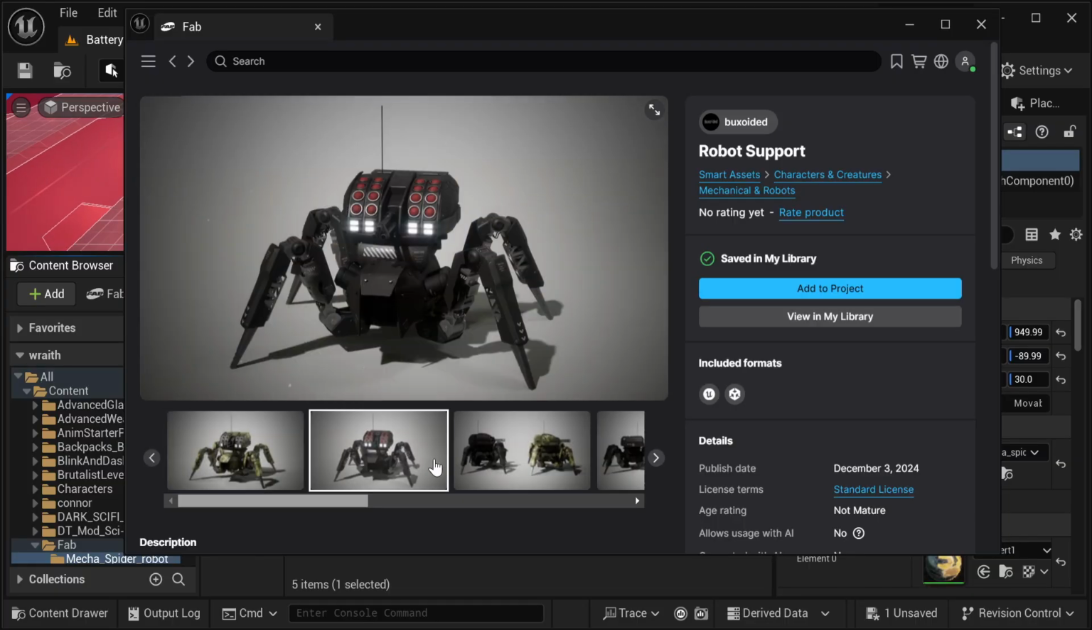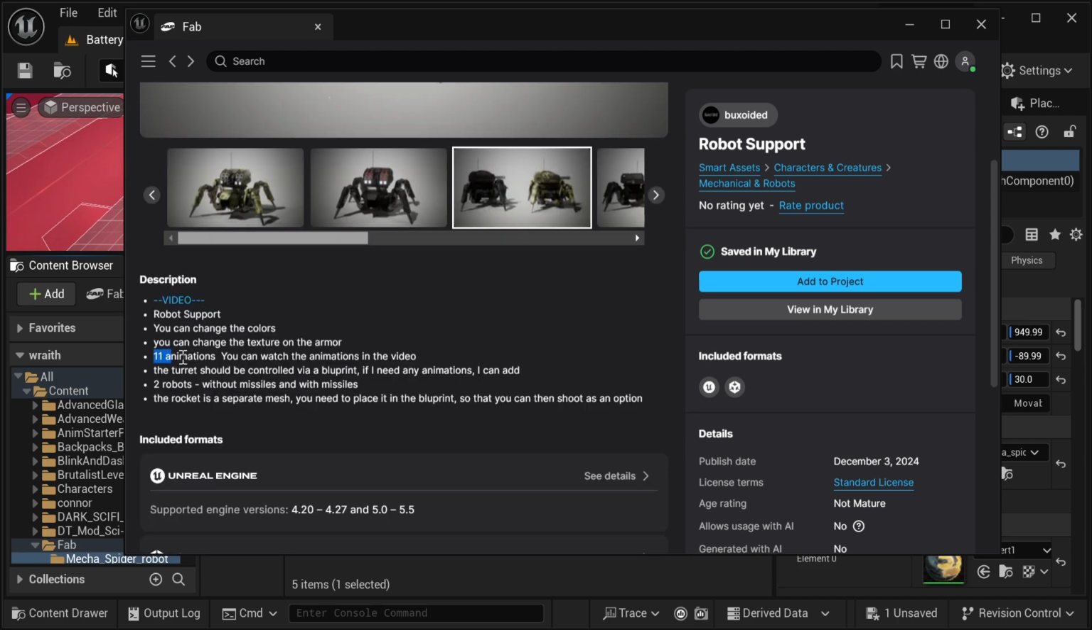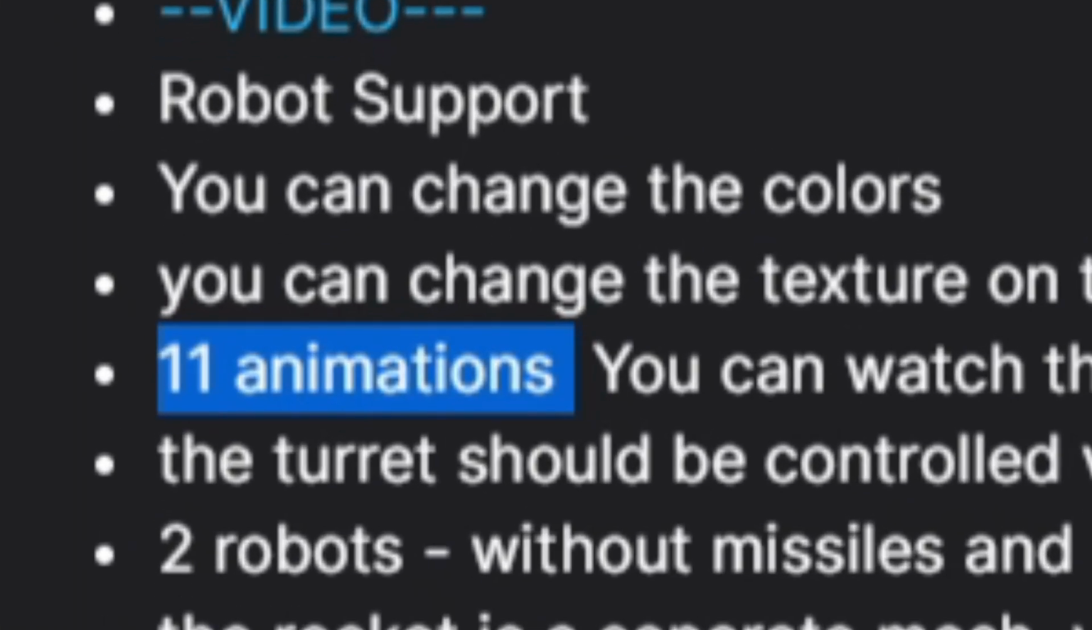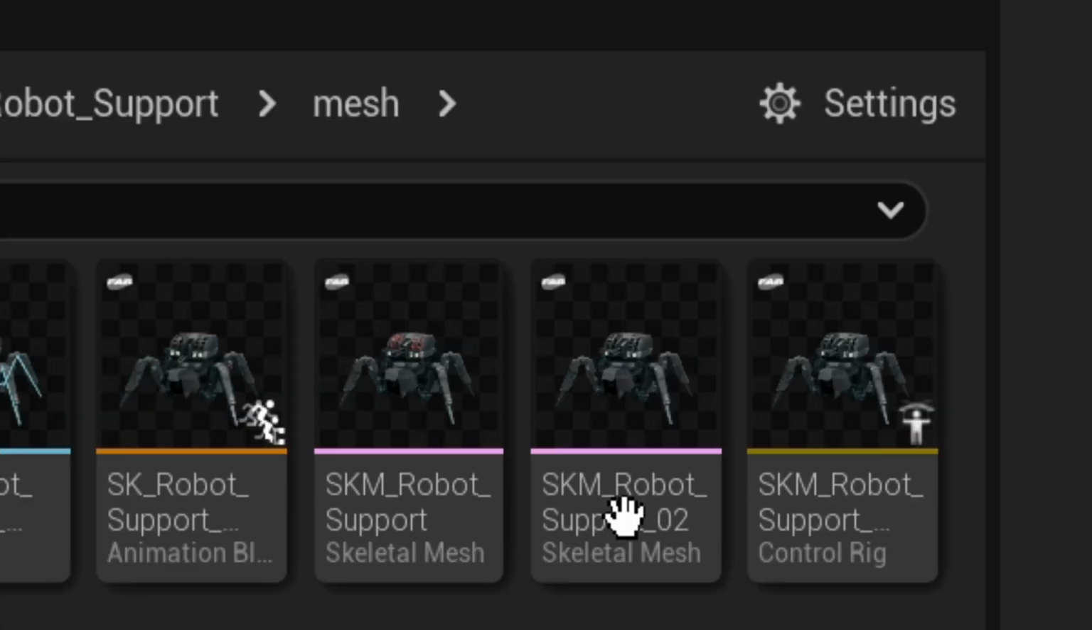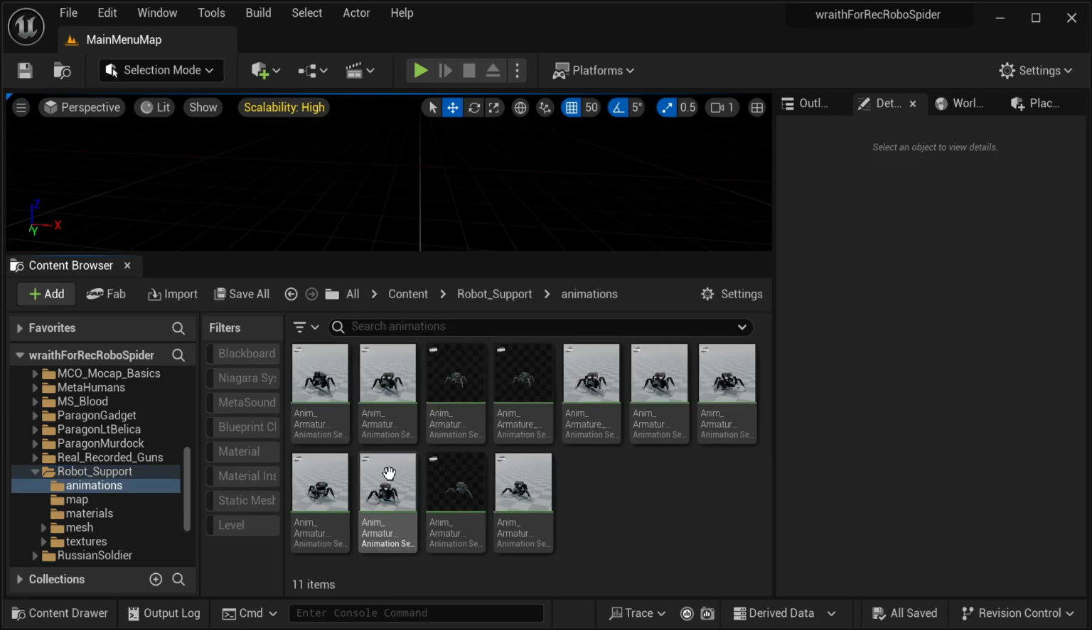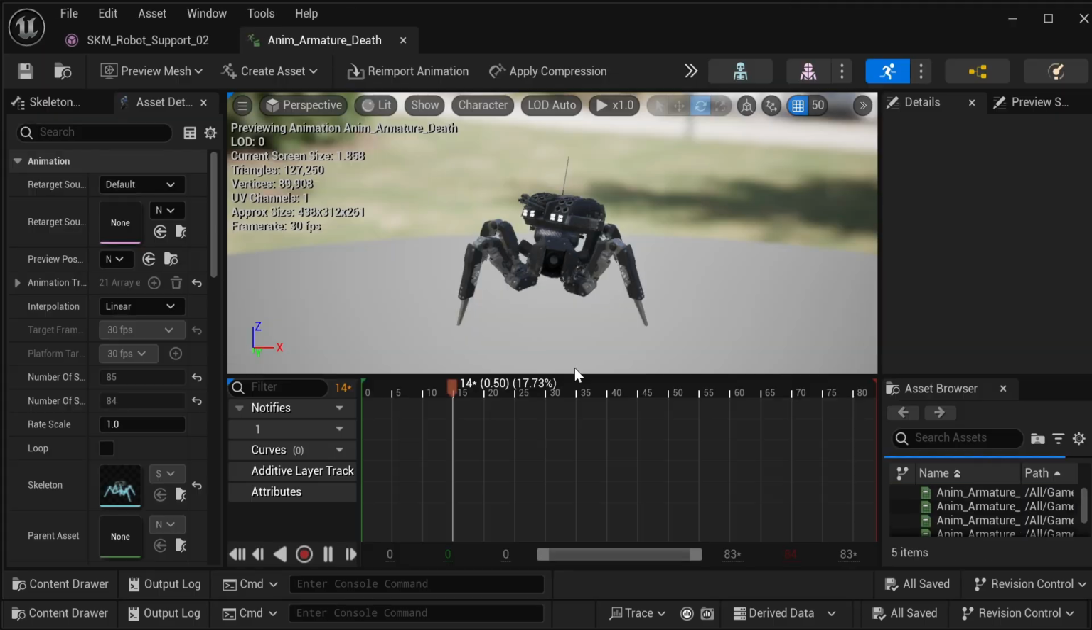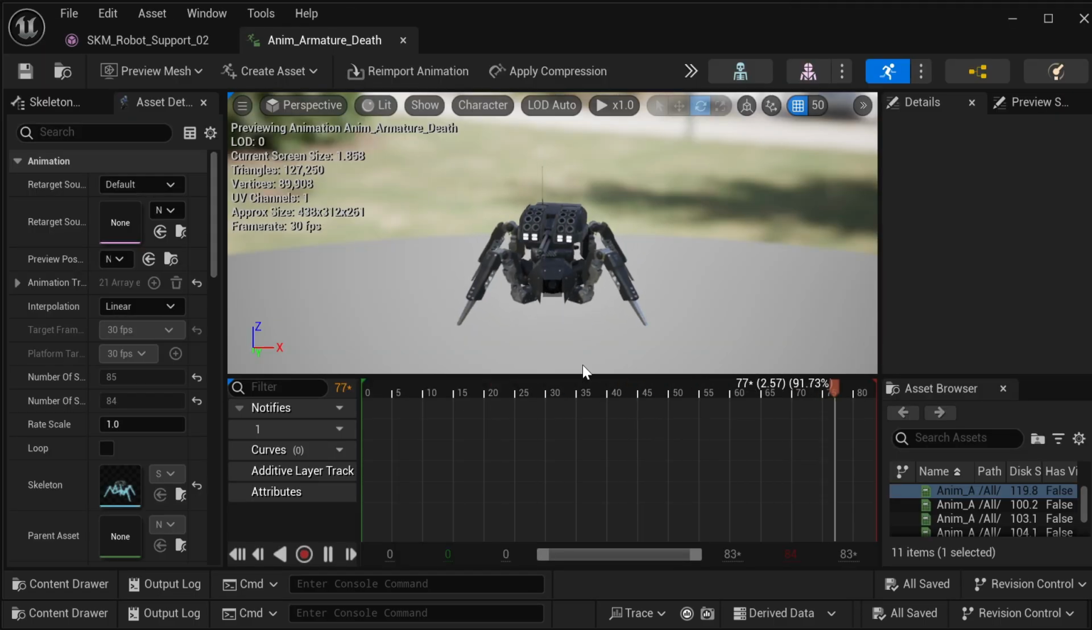Okay, we found this guy. He's $30 and has a video of him walking around, so it should include a skeletal mesh. Let's go! He also comes with a ton of animations, but I want to instead make procedural animations for him.